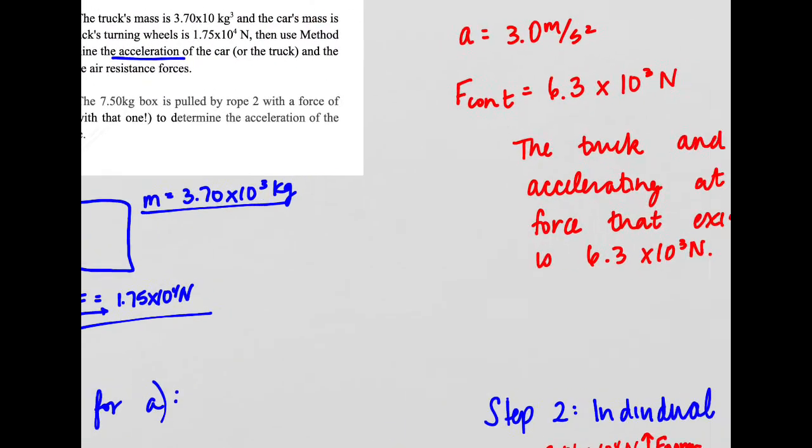All right, let's look at number 2 real quick. So here we have a 7.5 kilogram box, and it's attached to a 3.0 kilogram box by rope 1. Okay, this should say rope 1 also. No one asked me any questions about that, so anyway.